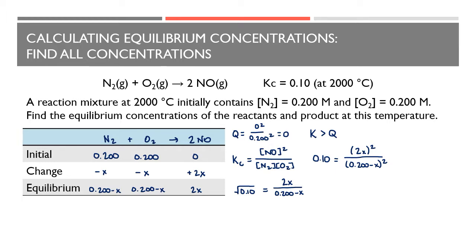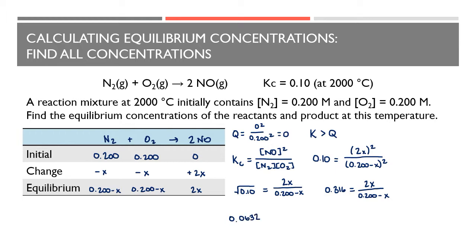So that's what I do. I take the square root of the left-hand side and the right-hand side of the equal sign, and that gets rid of the square values on the right-hand side. So what's the square root of 0.10? Well, it's 0.316. That's going to equal 2x over 0.200 minus x. Now I'm just going to distribute that 0.200 minus x and multiply that by the 0.316 and set that equal to 2x. So I'm essentially just cross multiplying here.